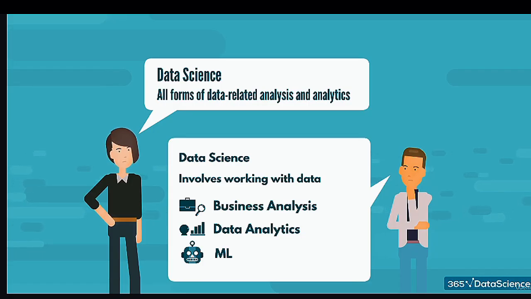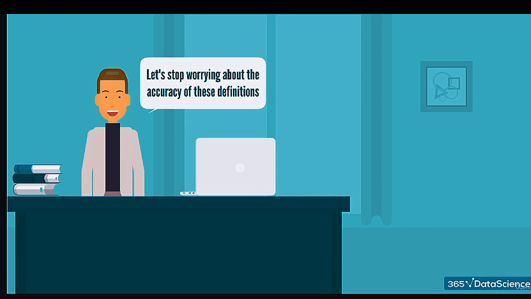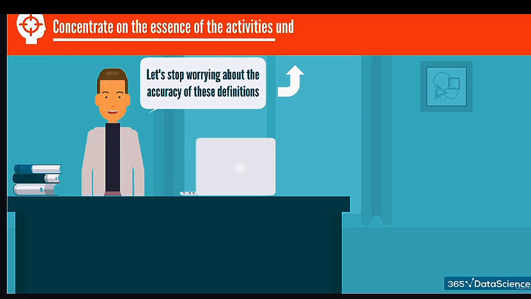All right. By this point, I hope that the industry setting has become clearer. So, I suggest we stop worrying about the accuracy of these definitions and accept the fact that people often misuse terms, or just give them a different meaning. This will allow us to concentrate on the essence of the activities undertaken by the different job roles in the field. With this in mind, there are a couple of aspects you need to focus on to complete our introduction to the world of business and data. We'll present them in our next video.